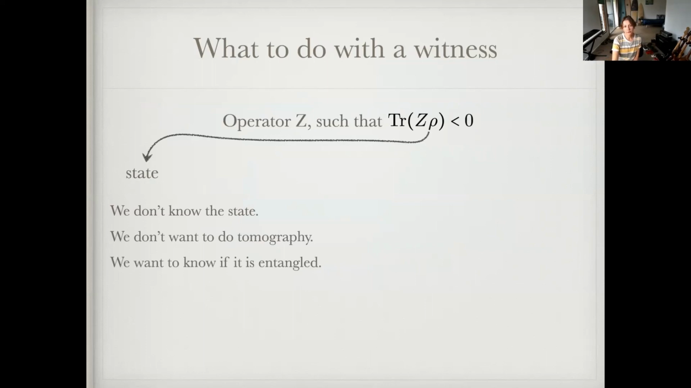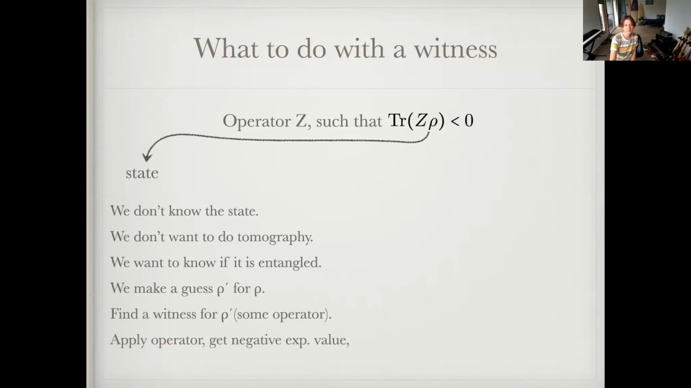However, you do want to know if it's entangled, so you want to detect entanglement. So what you do is you make a guess for rho. You try to find the state that is the closest to the state that you have in the lab, and you find a witness for that rho. And the witness, remember, is an operator that you apply on the state. So you have the witness for rho, you apply this operator to your experimental rho, and if you get a negative expectation value, then you have detected entanglement.